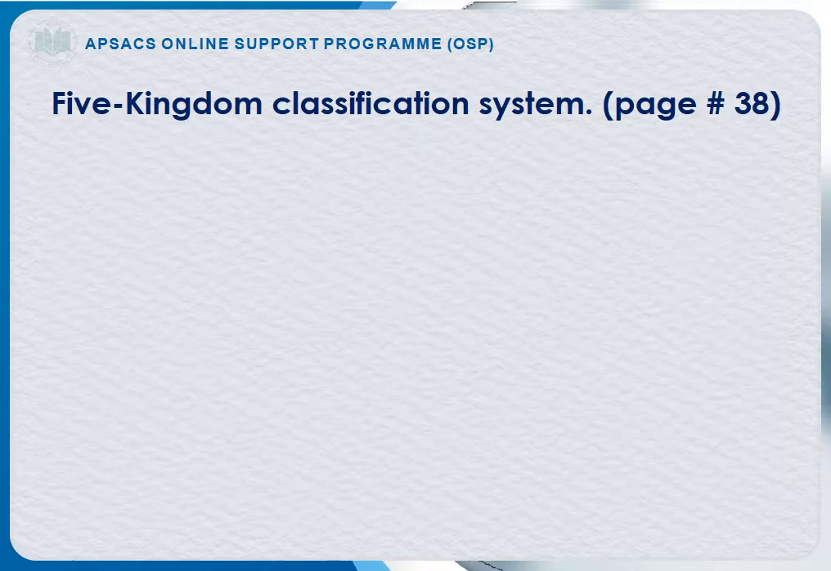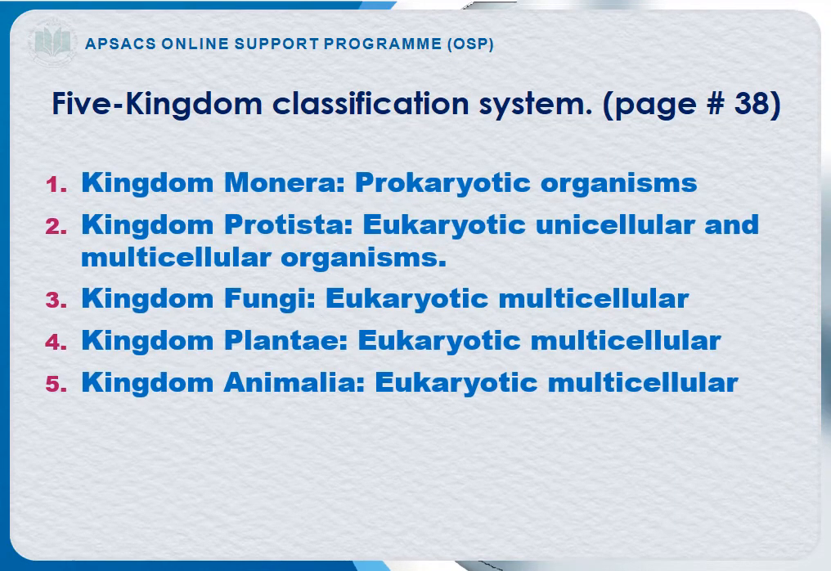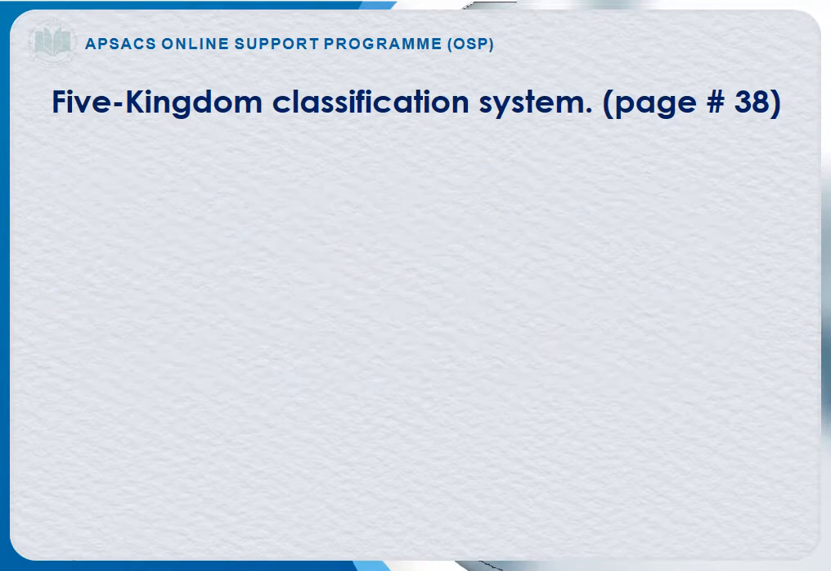Five Kingdom Classification System. Kingdom Monera are the prokaryotic organisms. Kingdom Protista are the eukaryotic unicellular and multicellular organisms. Kingdom Fungi are the eukaryotic multicellular organisms. Kingdom Plantae are the eukaryotic multicellular organisms. Kingdom Animalia are the eukaryotic multicellular organisms. Five Kingdom Classification System, textbook page number 38.